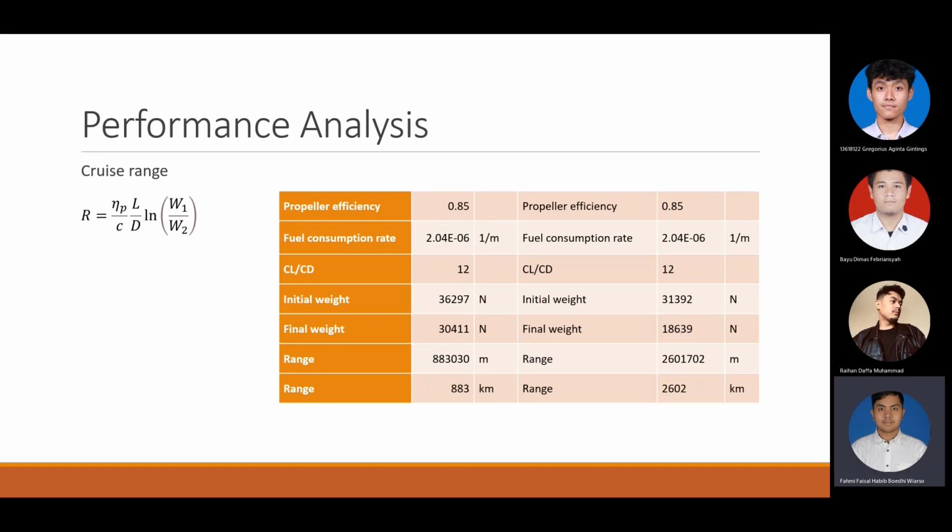And then the next one is the cruise range. We calculate two configurations for the cruise range. The first one is with maximum payload, and the second one with 400 kilograms of payload. For the maximum payload, the maximum range will be around 800 kilometers, and for the 400 kilograms of payload, the range will be 2600 kilometers.